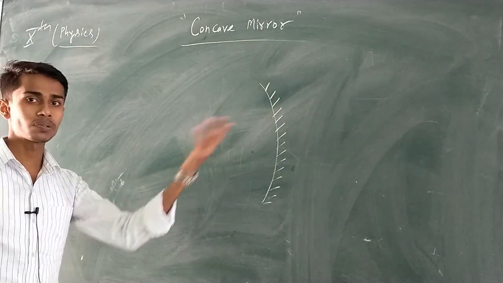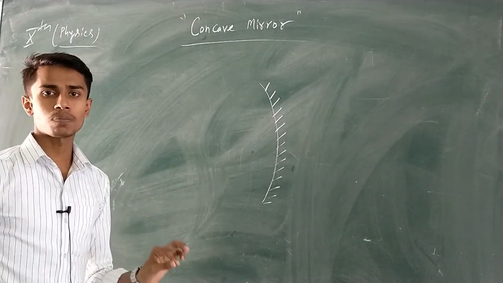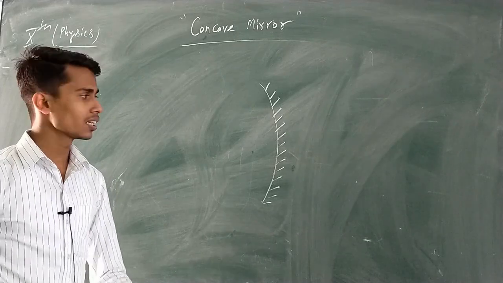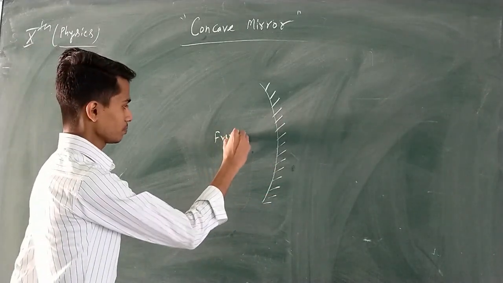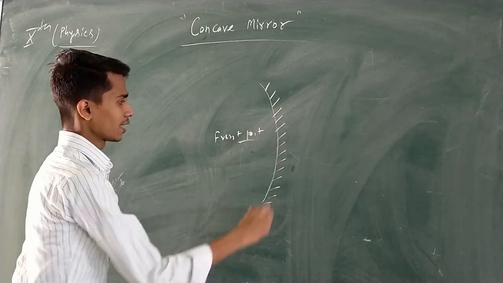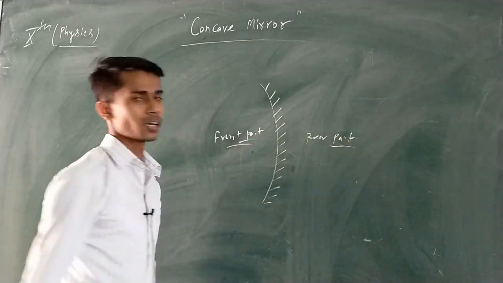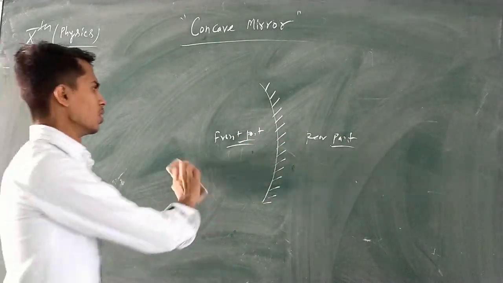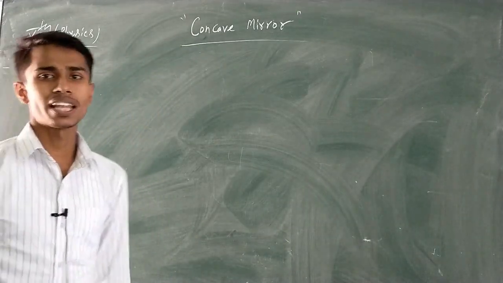How have you defined concave mirror in the previous lecture? You have defined concave mirror as a spherical mirror having inner surface reflecting and outer surface non-reflecting, which is the front part of concave mirror, the inner part. This is the front part and this is the rear part.